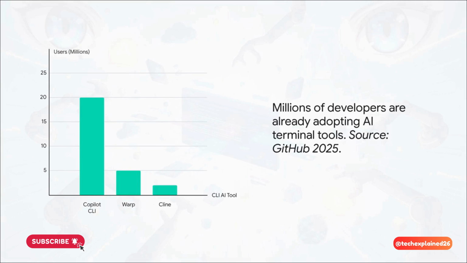And make no mistake, this is not some niche thing for early adopters. Just look at these numbers. Millions upon millions of developers are already working this way, using tools like GitHub's Copilot CLI, Warp, and of course Cline. This is rapidly becoming the new normal. It's the standard for how you build modern software, and that growth is just getting faster every day.